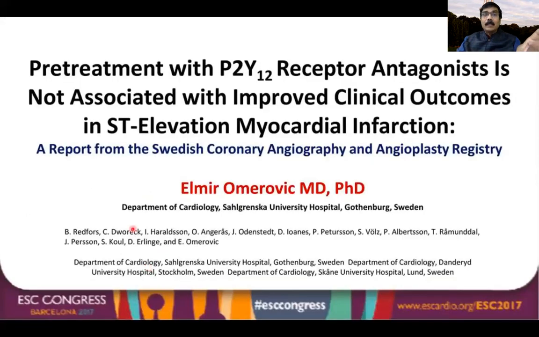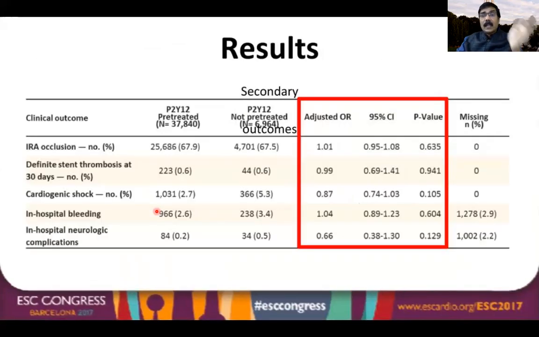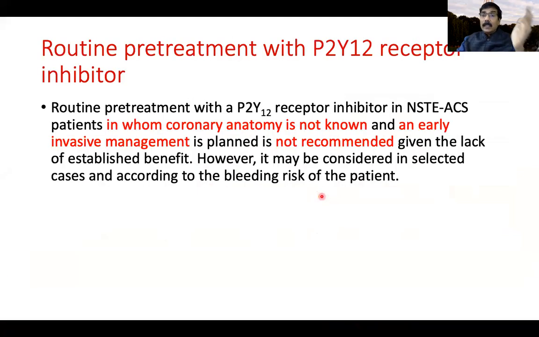Now, this was studied again by the Swedish SCAAR registry, and they compounded the results and found that for infarct-related artery occlusion, stent thrombosis, and cardiogenic shock, comparing pre-treatment and post-treatment with either ticagrelor, prasugrel, or clopidogrel, there was no significant difference, and they also found an increase in the incidence of bleeding. So today, the recommendation is, where the coronary anatomy is not known and you're planning invasive management, there is no routine recommendation for pre-treatment with P2Y12 inhibitors.